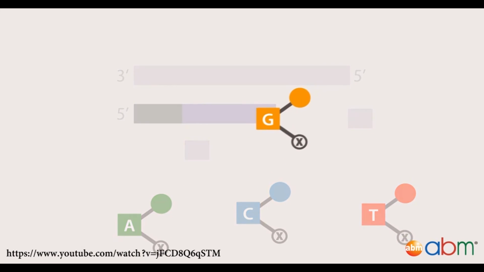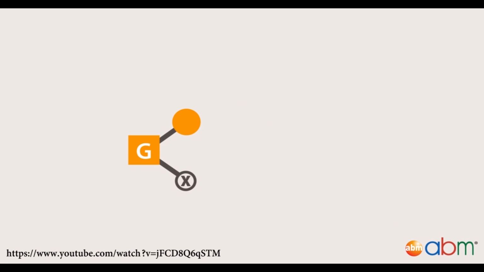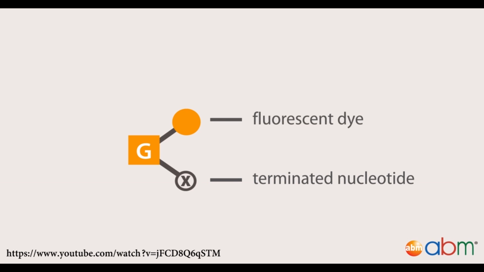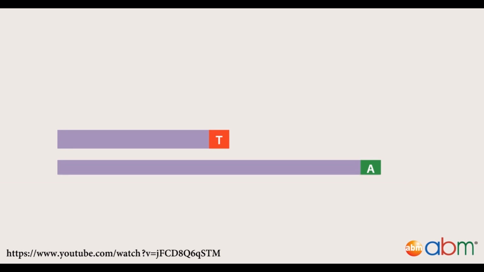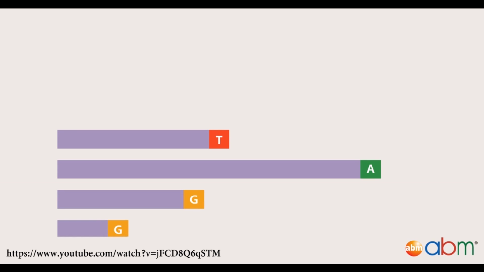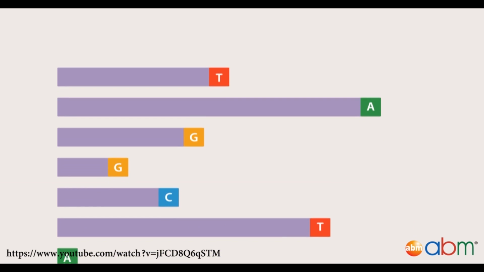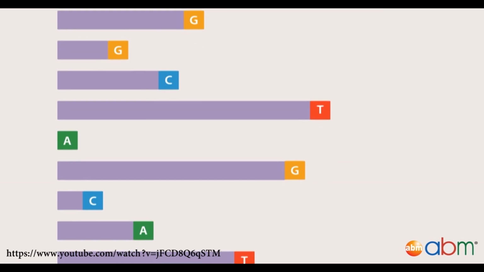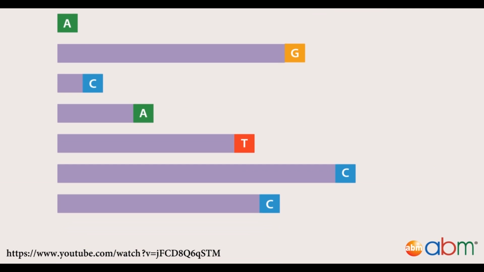However, they differ from natural deoxynucleotides in 2 ways. 1. They lack a 3' hydroxyl group, which is required for further DNA extension, resulting in chain termination once incorporated in the DNA molecule. And 2. Each dideoxynucleotide has a unique fluorescent dye attached to it, allowing for automatic detection of the DNA sequence. As a result, many copies of different length DNA fragments are generated in each reaction, terminated at all of the nucleotide positions of the template molecule by one of the dideoxynucleotides.